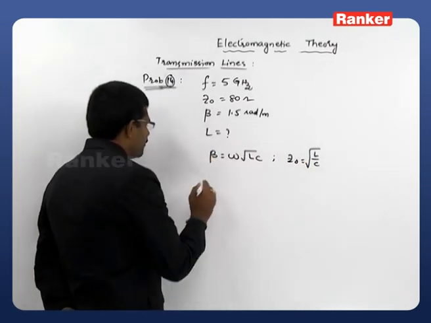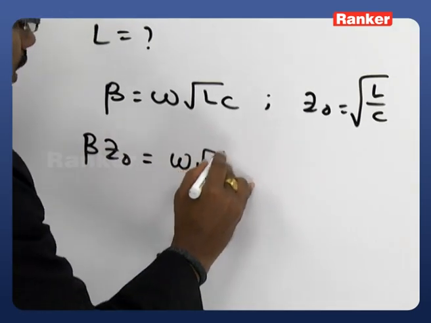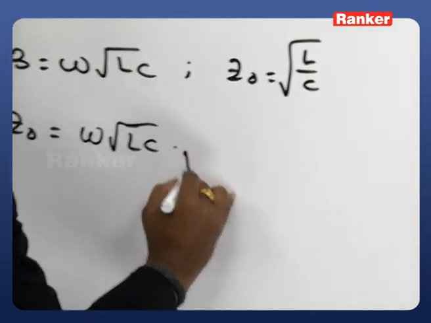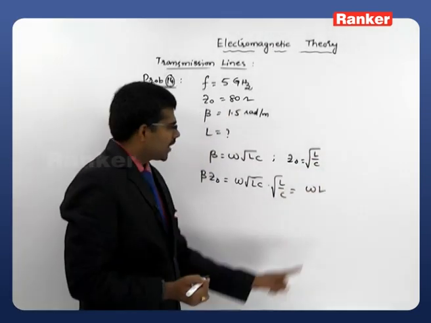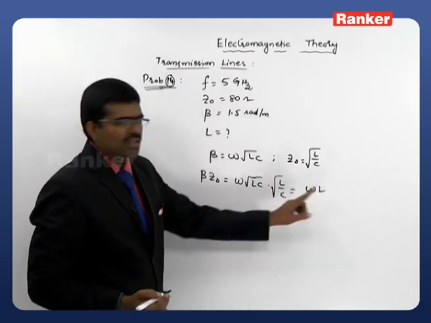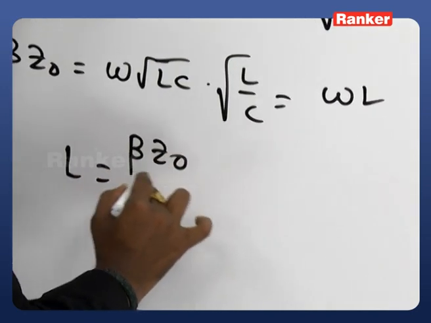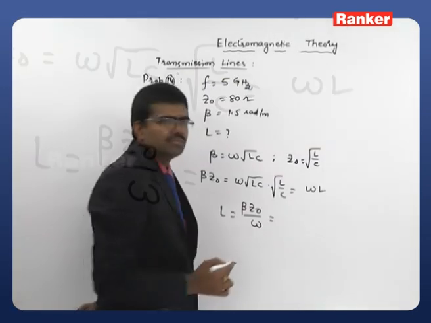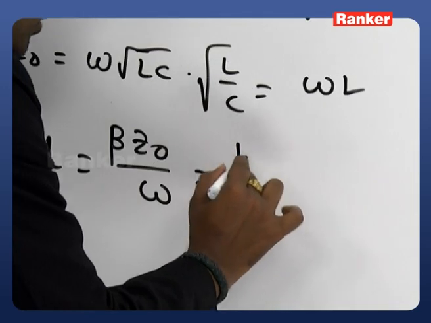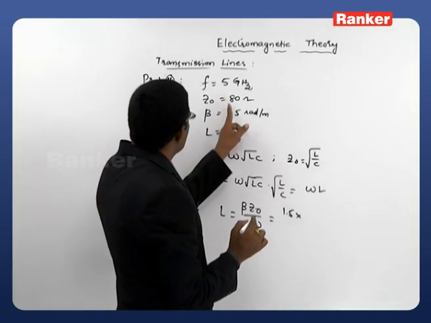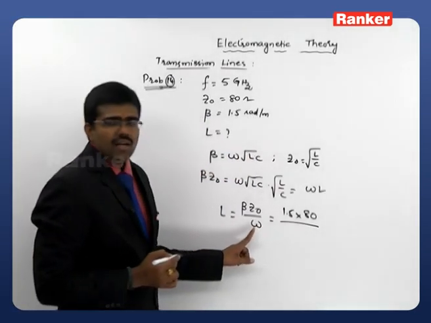Just multiply them. Beta into Z naught is equal to omega root LC multiplied with root L by C. Simply you will get omega into L, where L is inductance per meter. That is the quantity that we require here. Therefore, L is equal to beta Z naught divided by omega. Beta is available with us, 1.5. Z naught is also available with us, 80, divided by, instead of omega you can write 2 pi f.